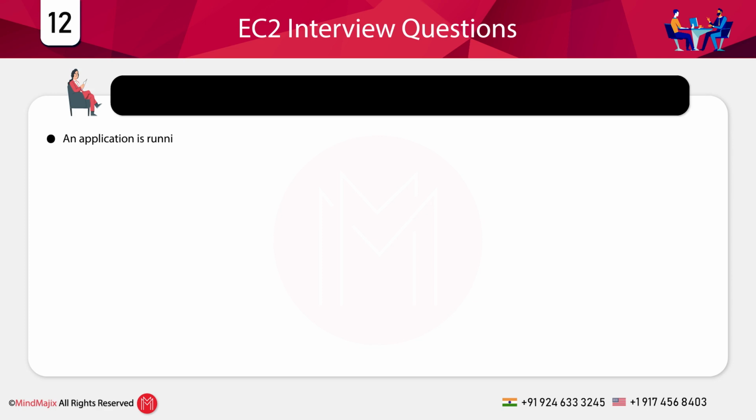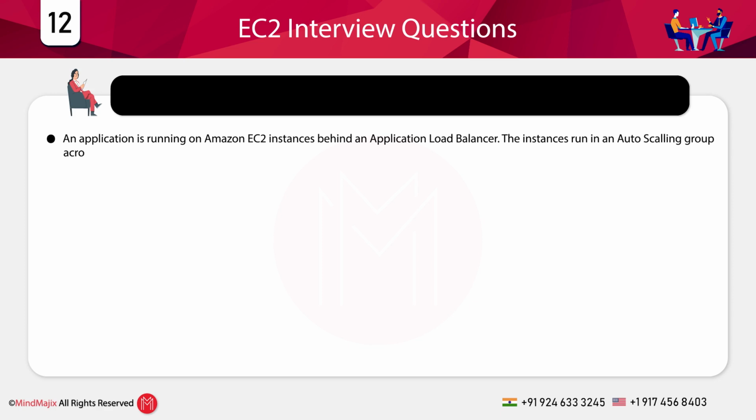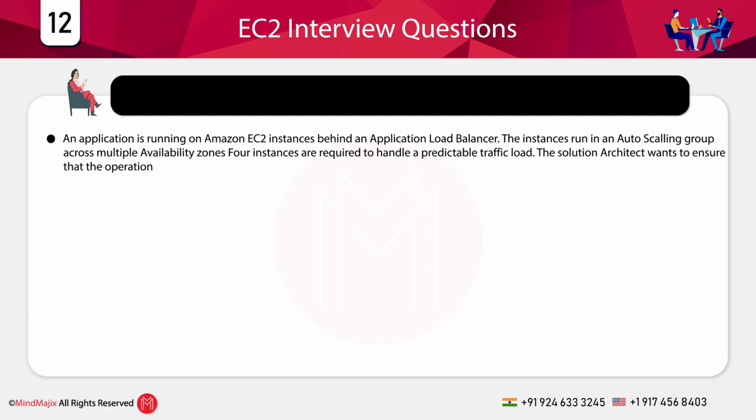An application is running on Amazon EC2 instances behind an Application Load Balancer. The instances run in an auto scaling group across multiple availability zones. EC2 instances are behind the load balancer, and along with that we have an auto scaling group. 4 instances are required to handle the predictable traffic load. Okay, we need a minimum of 4. The solution architect wants to ensure that the operation is fault tolerant up to the loss of one availability zone. It's the same as what we solved in the last question.